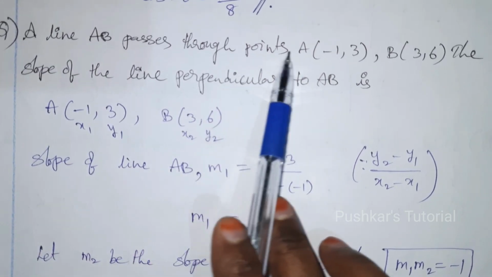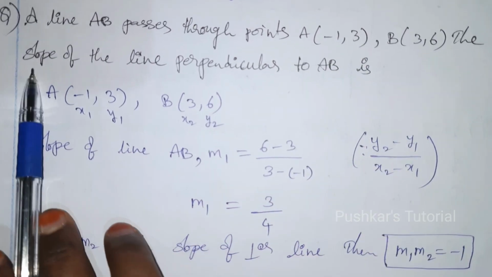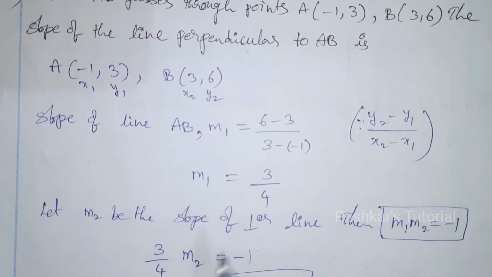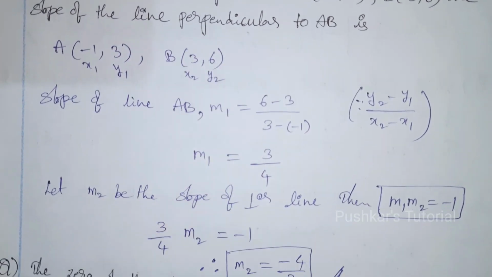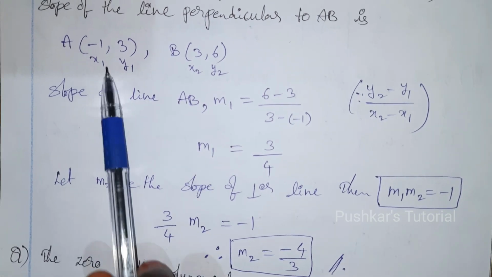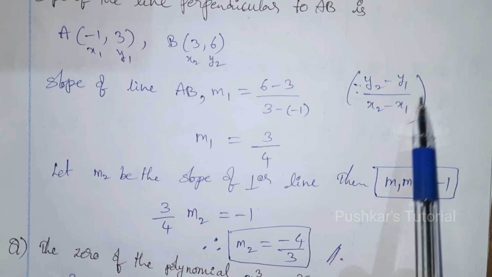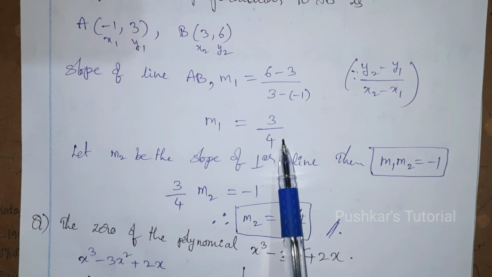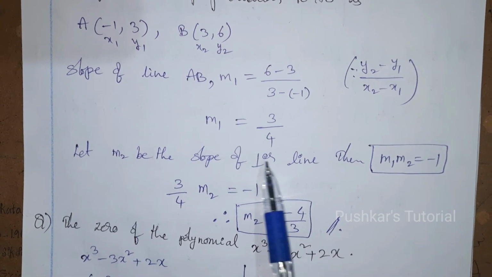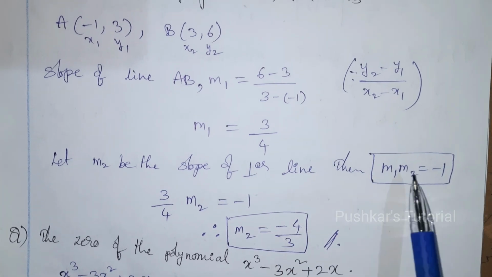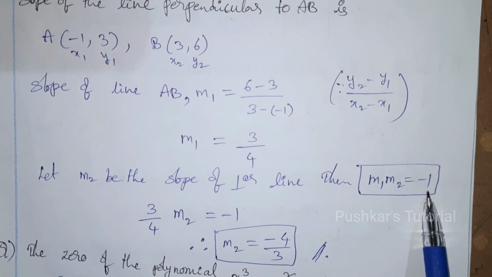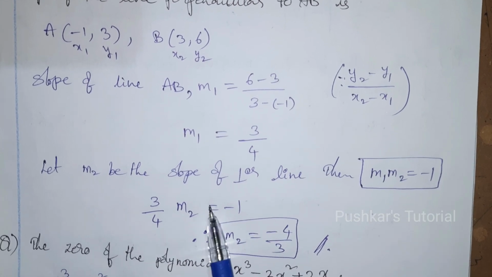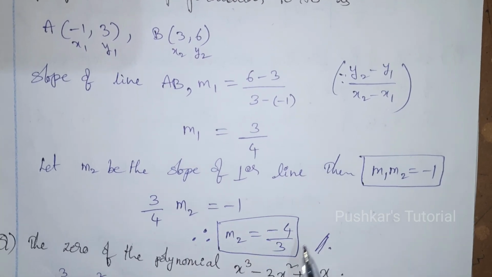A line AB passes through the points A and B. Then find the slope of the line perpendicular to AB. So first we will find the slope of AB, then we will come to the perpendicular. So slope of AB, here given points: y2 minus y1 by x2 minus x1. So we will get m1 is equal to 3 by 4. Let m2 be the slope of the perpendicular line. So for perpendicular lines we already discussed m1 m2 is equal to minus 1. So with m1 value, m2 is minus 1. So the final answer is minus 4 by 3.